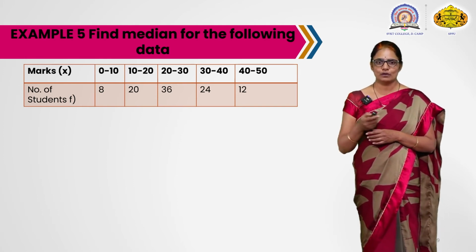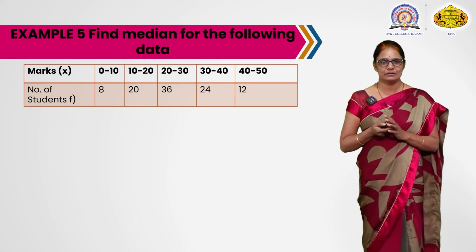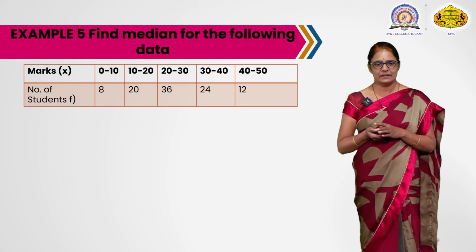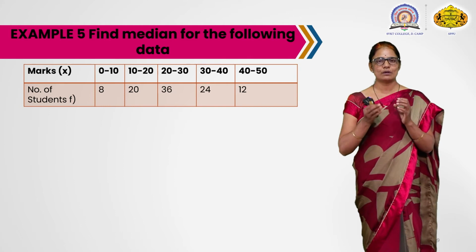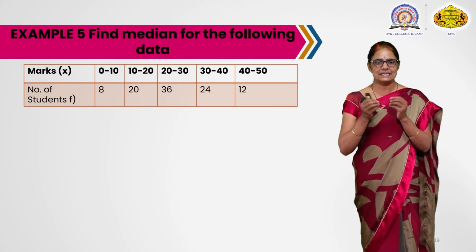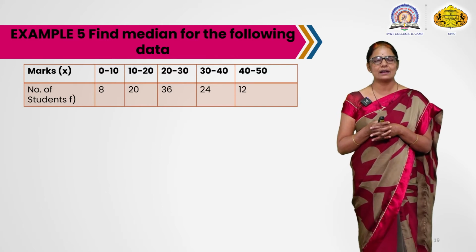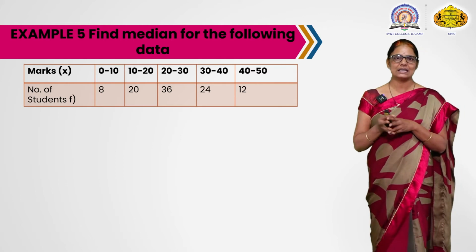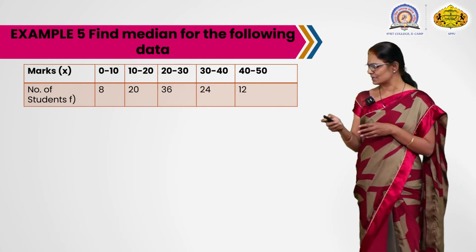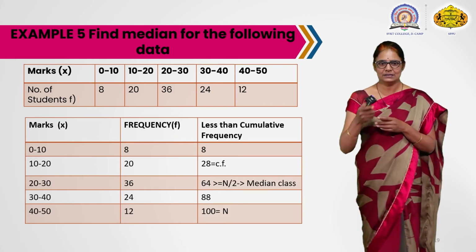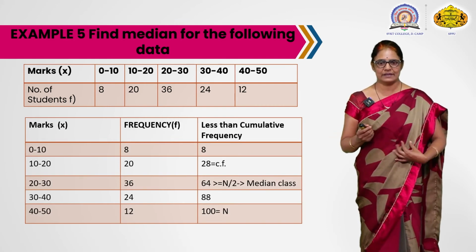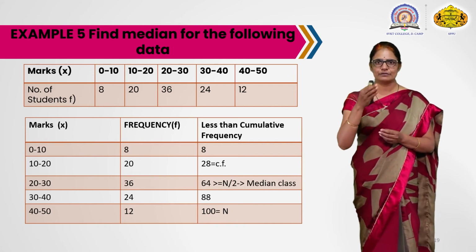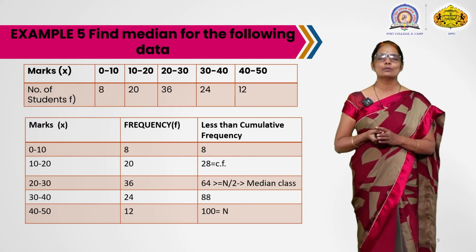Find the median for the following data. If you observe here, first of all, class intervals are given, and the number of students, that is the frequencies, are given. First of all, observe that all these classes are continuous. There is no gap between the two classes, and since there is no gap, the class boundaries are the same as the class limits. So first we have to calculate the less than cumulative frequency. Here the first column is marks, the second column is frequencies, and the next column is the less than cumulative frequencies.